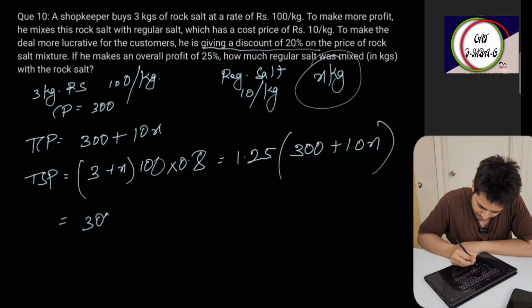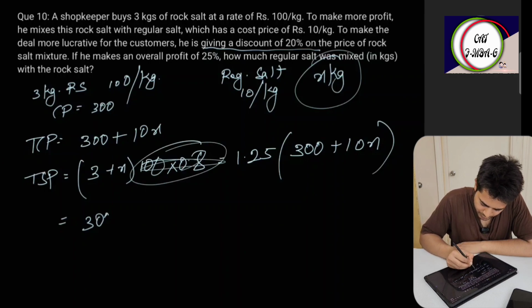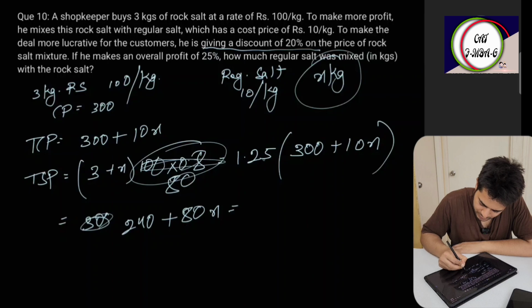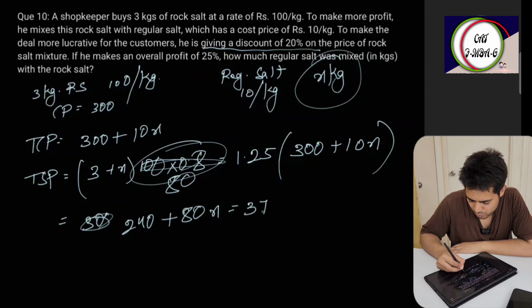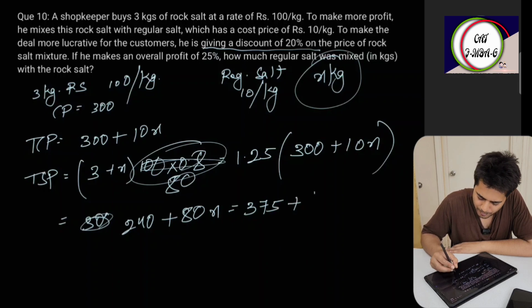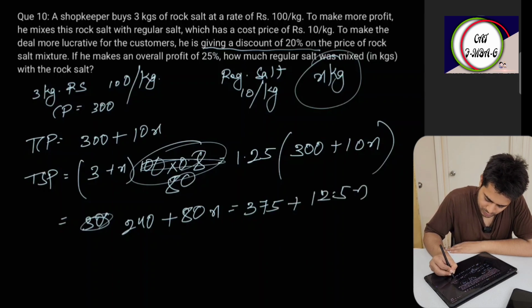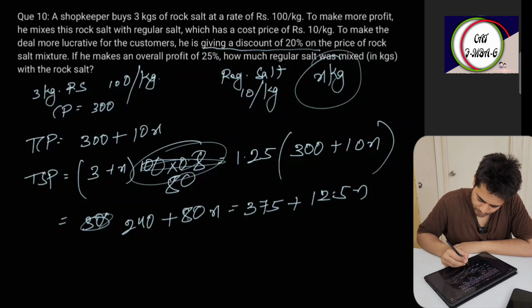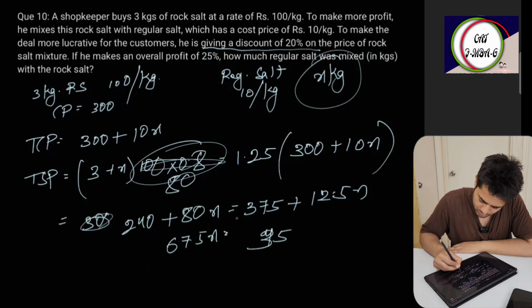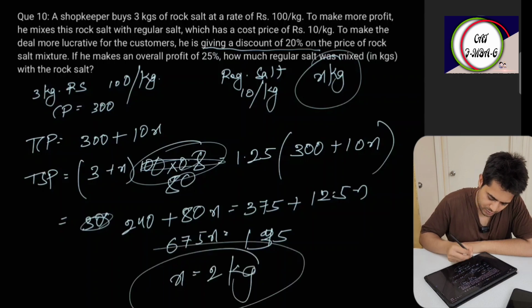So 300 into 0.8 comes out to be 240. So 240 plus 80x is equal to 1.25 into 300 plus 10x, so 375 plus 12.5x. So this comes out to be 67.5x is equal to 135, so x is equal to 2 kg. This is the right answer.